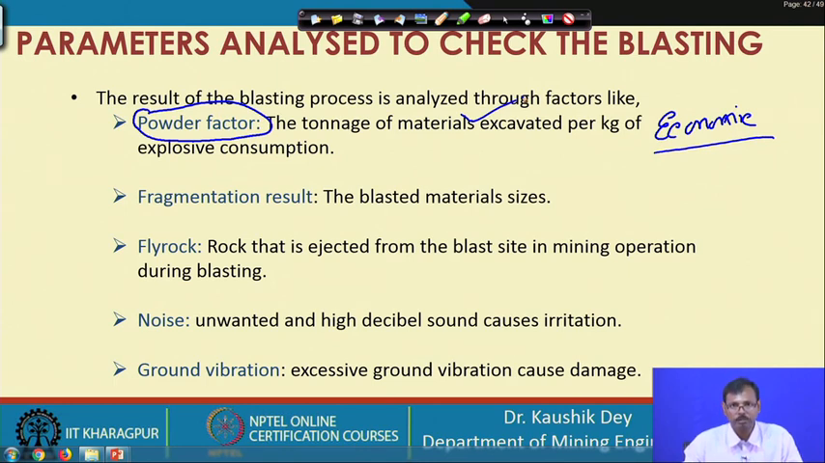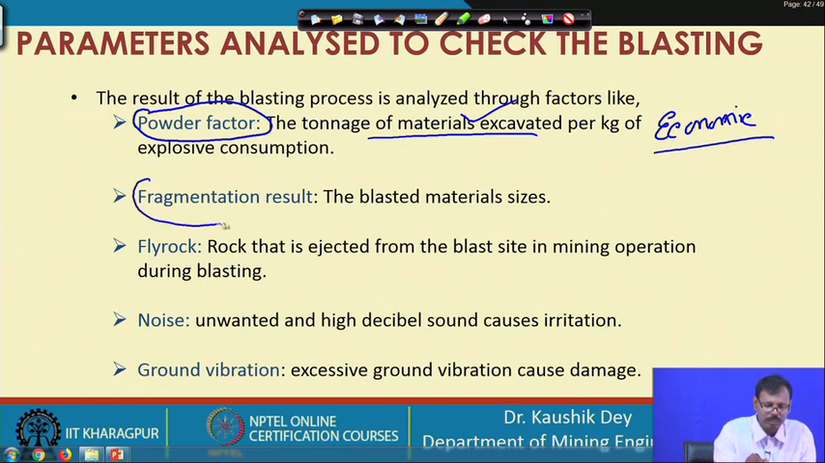That means it is an economic term, and obviously there is no term used here for the type or grade of fragmentation. So, the powder factor will be evaluated only when the fragmentation is in a satisfactory position. In that case only, powder factor is evaluated, and it gives us the economic term of a blast, whether more cost or less cost is required for the blasting. That economic analysis may be carried out from this powder factor.